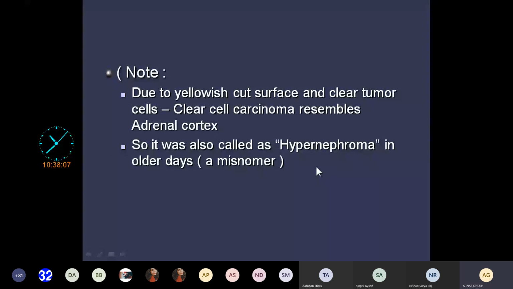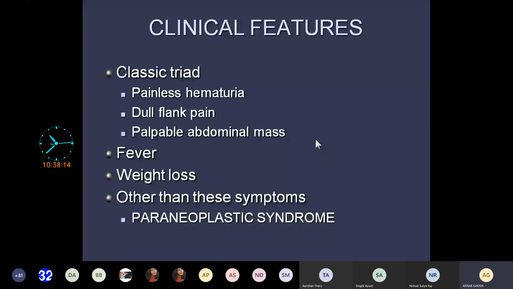Now, what are the clinical features? Under clinical features, the classical triad, these three you have to remember. This is again important. Painless hematuria, dull flank pain. Dull means vague. When we say colic, colicky pain, colic means spasmodic, sharp, acute pain. Here it will be dull flank pain, meaning the pain will be in the flank, which is dull, not sharp.